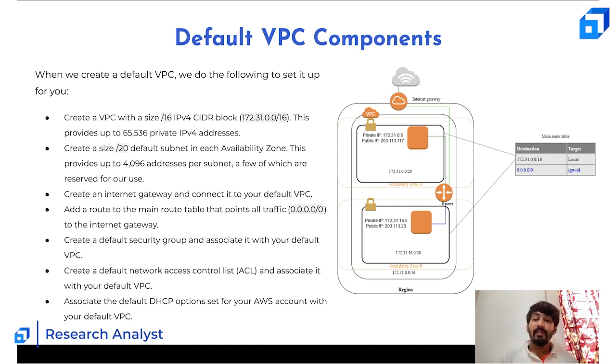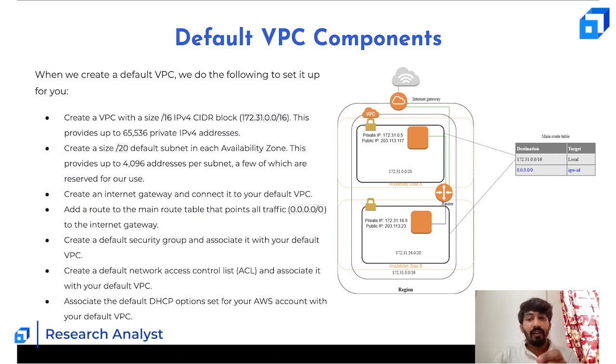Second, they create a size /20 default subnet in each availability zone. So let's consider North Virginia itself, the North Virginia region. There are 6 availability zones in the North Virginia region. All right. So in each and every availability zone, they are creating a subnet which has the size as /20. That is the subnet masking is provided as /20. Okay. And when it's provided as /20, it allows 4096 addresses per subnet.